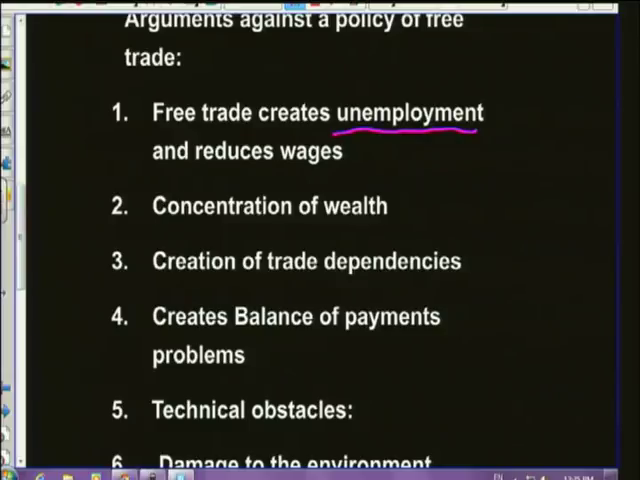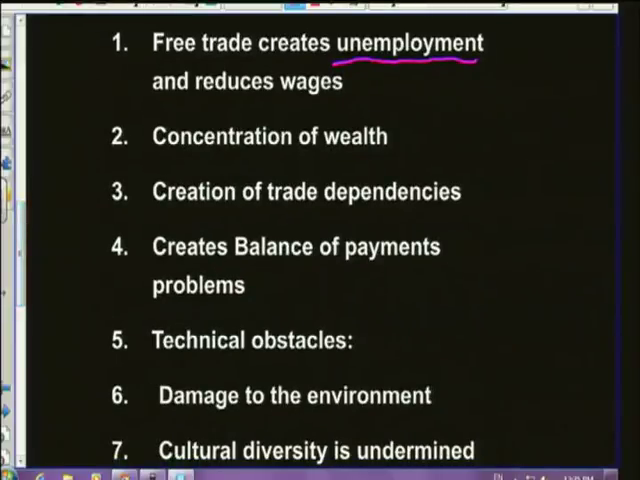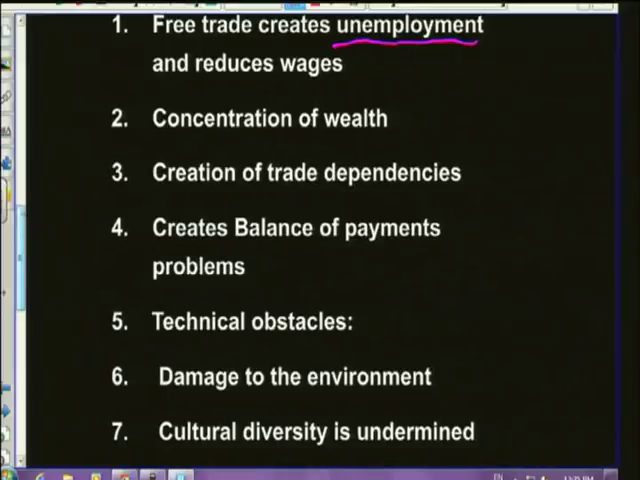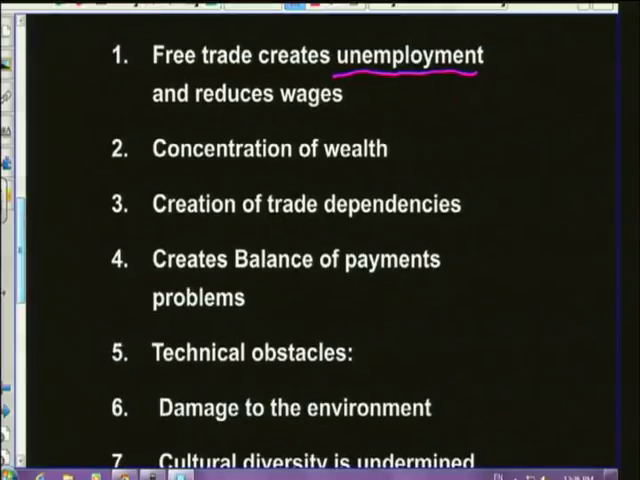Because we import products from other countries, we rely less on our local industries to provide certain products. And when there's an increase in unemployment, there's also a reduction in wages, because there's such an oversupply of labor that the businesses can negotiate with the employees and actually pay them lower wages.